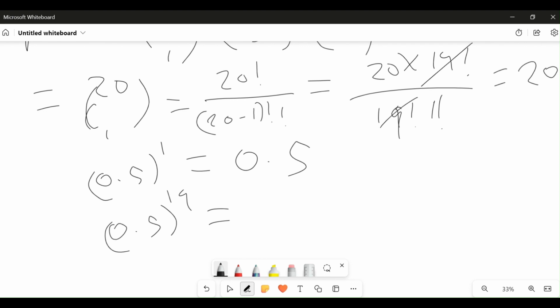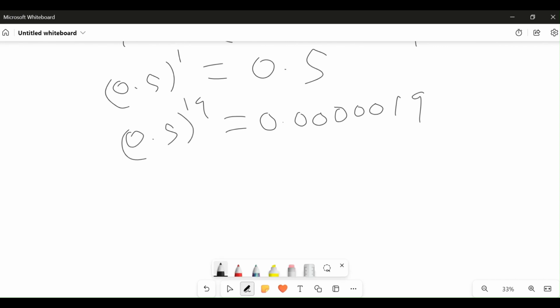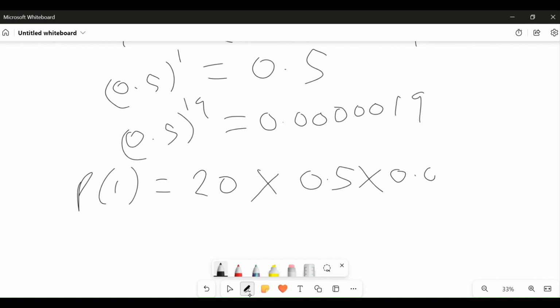For this, you need your calculator to find 0.5 raised to power of 19. So for my calculator here, the answer is 0.0000019. So now from here, you've already found every ingredient you need to find the probability of 1. So P of 1 will be the product of what? We have 20 for the combination times 0.5 probability of success times 0.0000019 of failure.